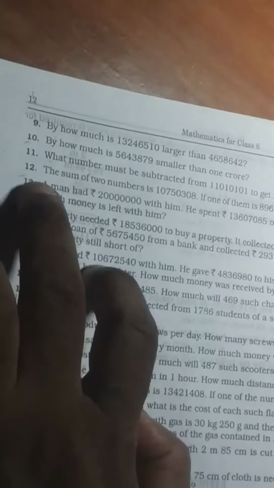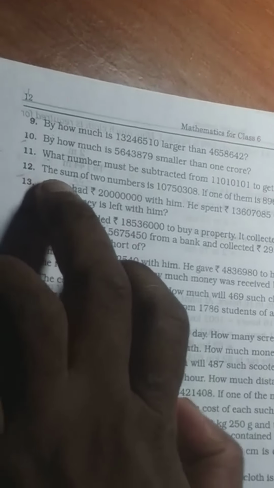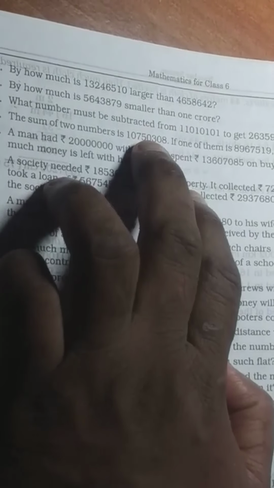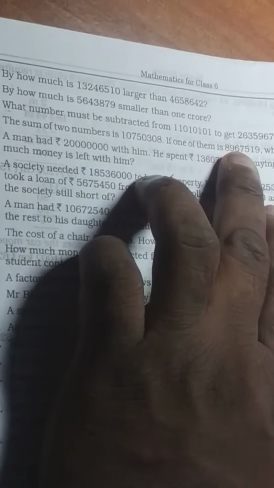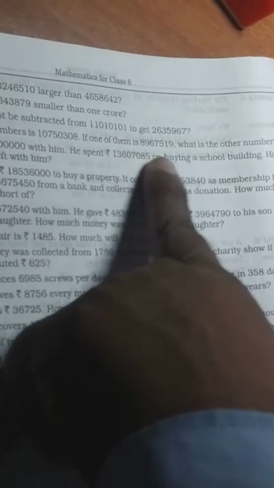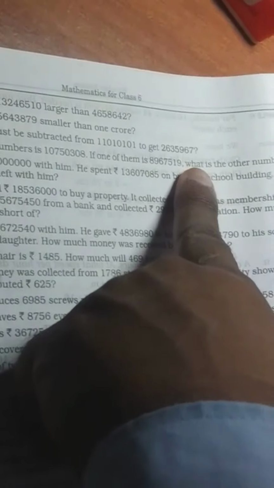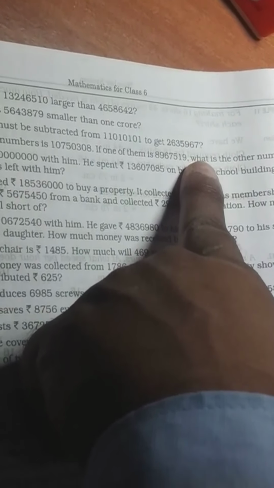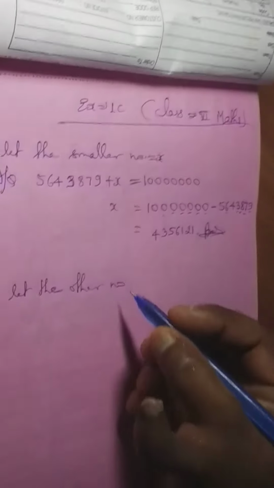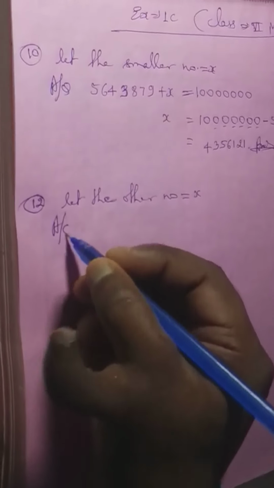Next question is number 12. The sum of two numbers is given. If one of them is this, what is the other number? Students, let the other number equal x, according to the question.